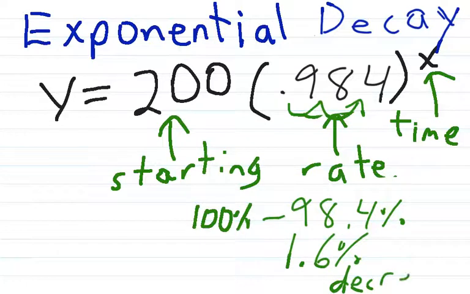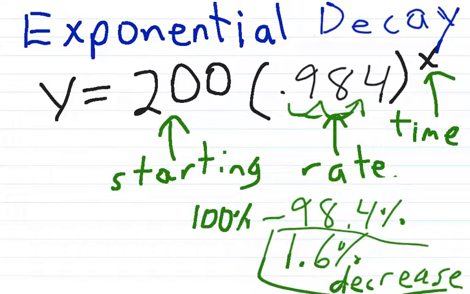And what this means is, for every time period, whatever that might be, could be every year, every month, whatever's denoted in the problem, for every time period, starting off, that 200 would go down by 1.6%, and then it would become a new number. That new number would go down by 1.6% on the next time period, and that process would repeat.